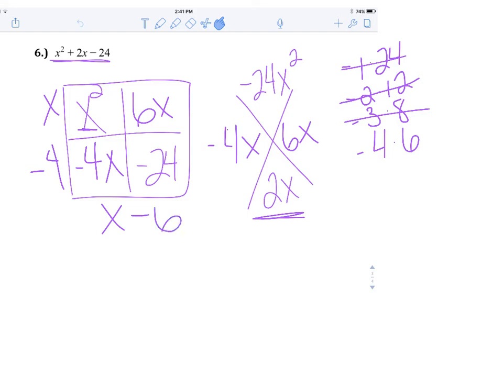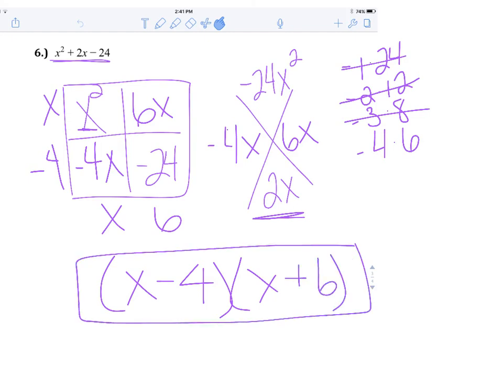So that's going to turn out to be, not a negative 6, a positive 6. Good thing I checked myself there. If you check it, 6 and negative 4 make negative 24, and then 6 and x make 6x. So we are left with x minus 4, and then x plus 6. Again, the sign is from what happens in the problem. So here, this is a positive 6, that's why it's a plus. This x minus 4, it's a negative 4, that's why it's a minus.